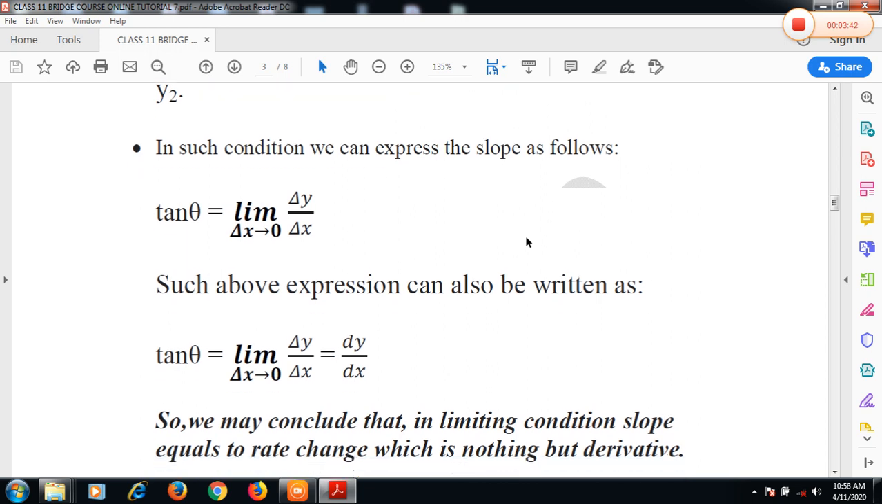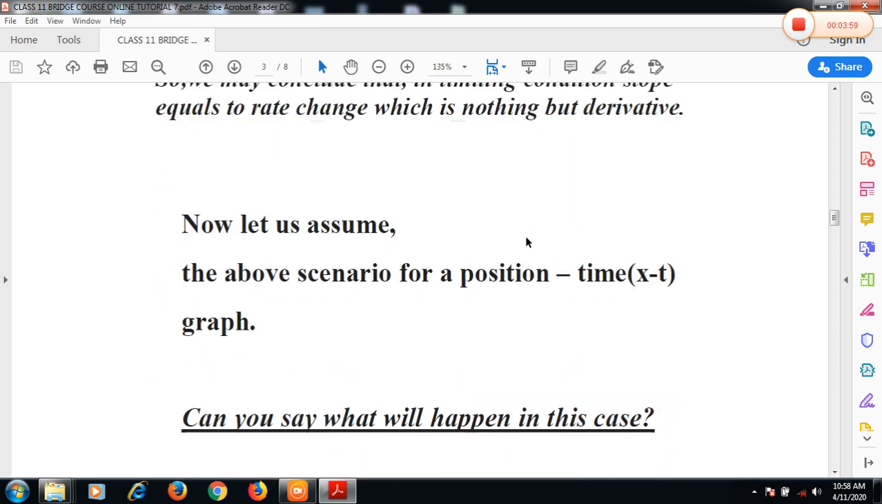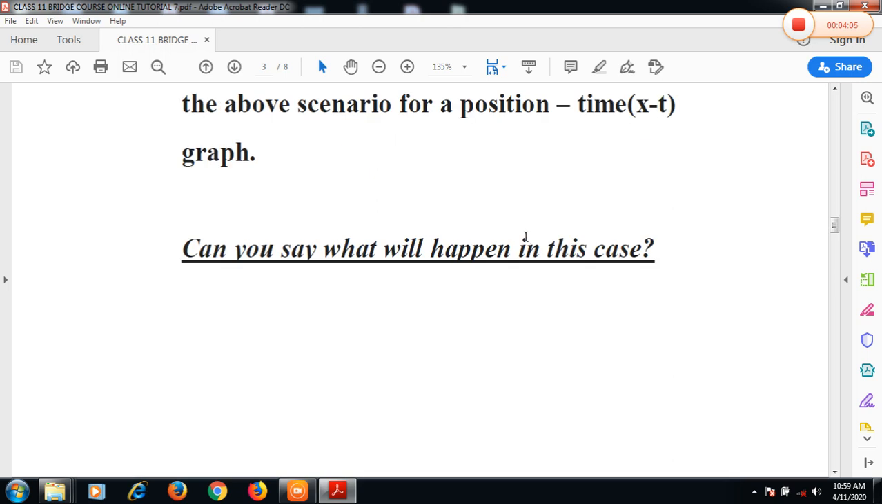Such an expression can also be written as tan theta equals limit delta x tends to 0 of delta y by delta x equals dy by dx. Okay. So, we may conclude that in the limiting condition, slope equals the rate of change, which is nothing but the derivative. Now, let us assume the above scenario for a position-time x-t graph. Can you say what will happen in this case?